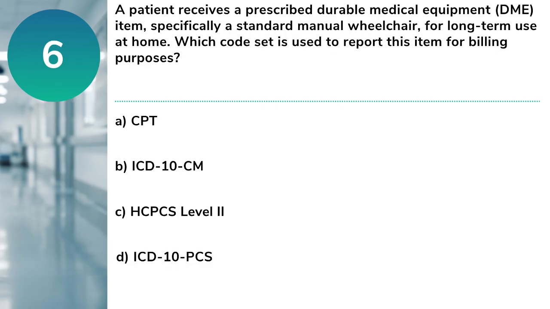Question 6. A patient receives a prescribed durable medical equipment, DME, item, specifically a standard manual wheelchair, for long-term use at home. Which code set is used to report this item for billing purposes? A. CPT. B. ICD-10-CM. C. HCPCS Level 2. D. ICD-10-PCS.